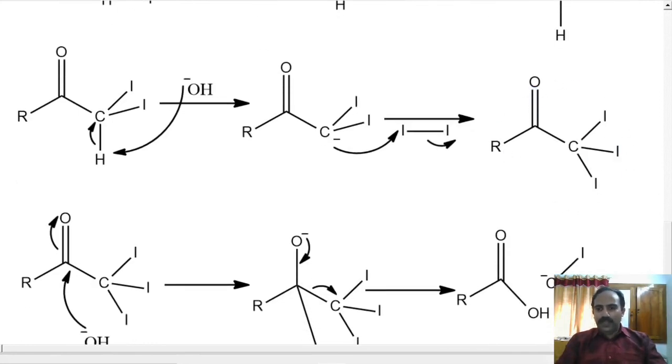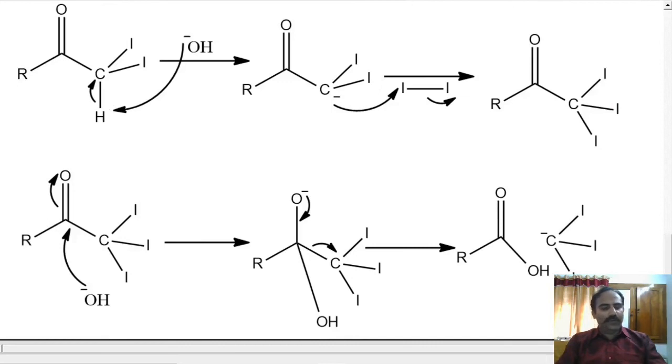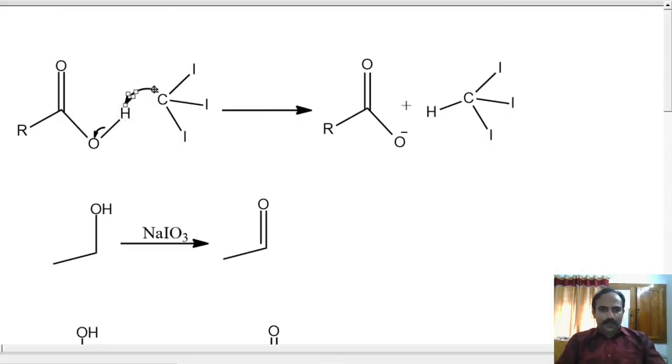Now the OH minus will act as a nucleophile. It will attack the carbonyl group. The negative charge forms when it comes back. You have this acid and this carbanion, a relatively stable carbanion, which will pick up this proton. So this acidic proton, the proton of the acid, is picked up by this carbanion, and iodoform is formed. This iodoform is the pale yellow colored precipitate.